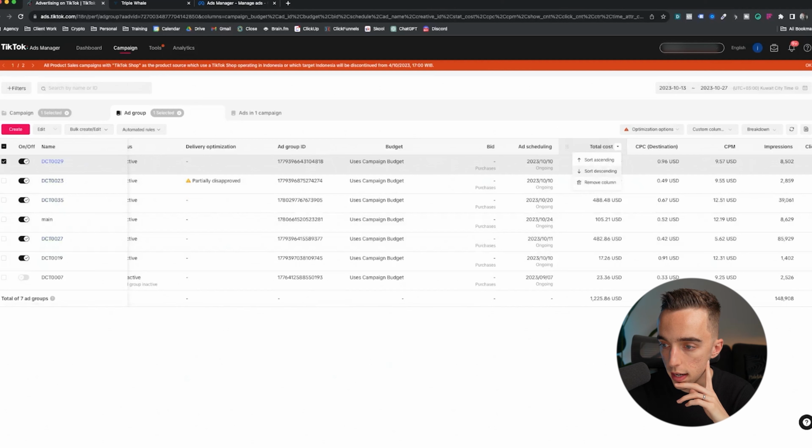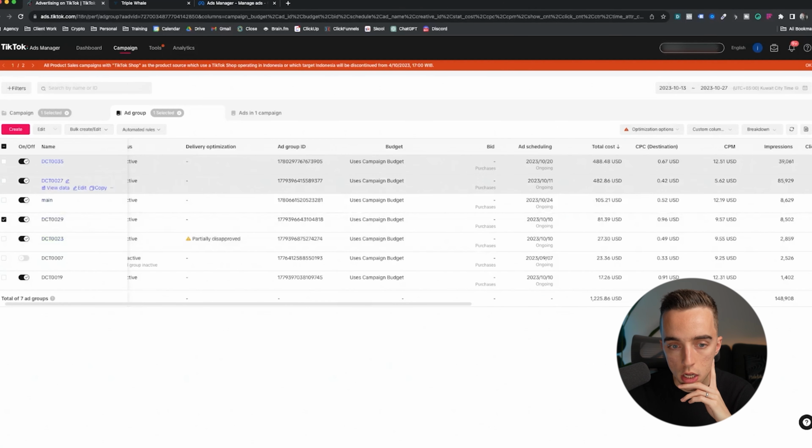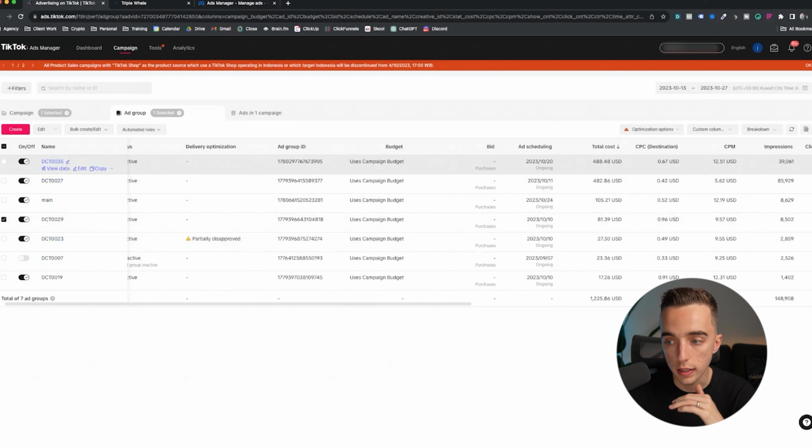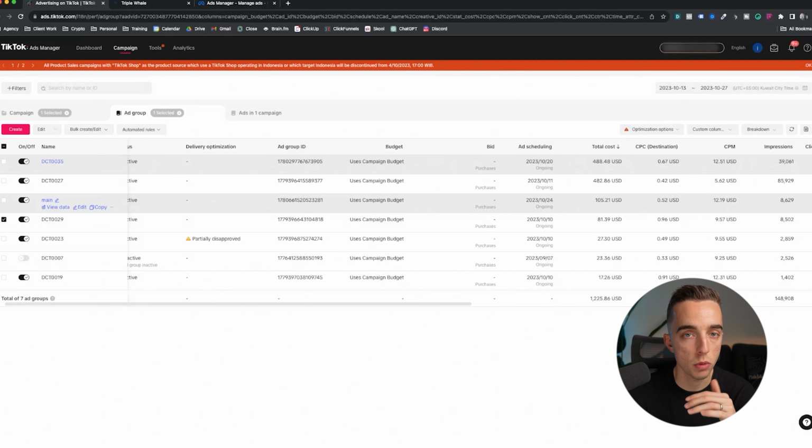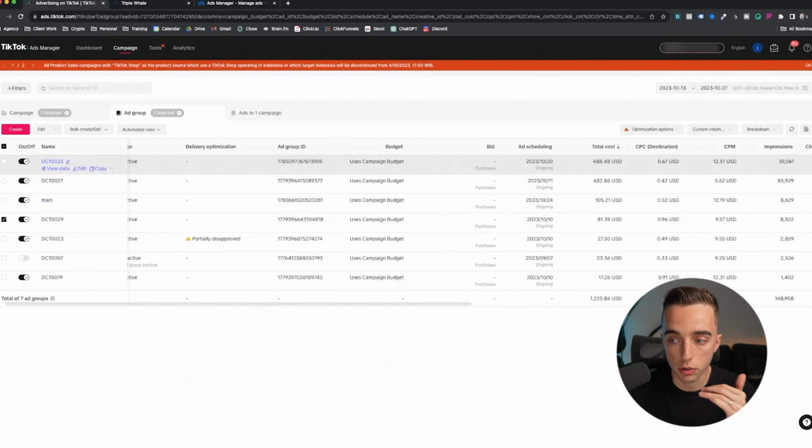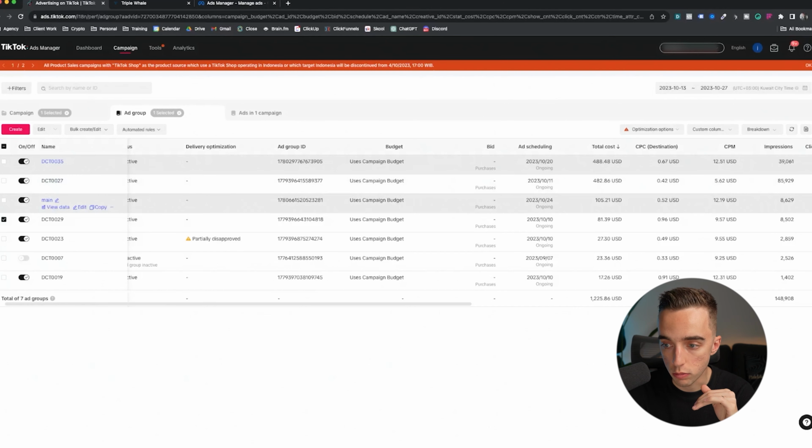If I go by the spending as of right here, you can see 2 of our DCTs are definitely performing the best. One of our main ad sets, which is where the winning ads are right now, is actually spending less, which is a very good indicator that these 2 ads are super strong, and therefore that we'll most likely be able to move them into the main ad set very, very soon.